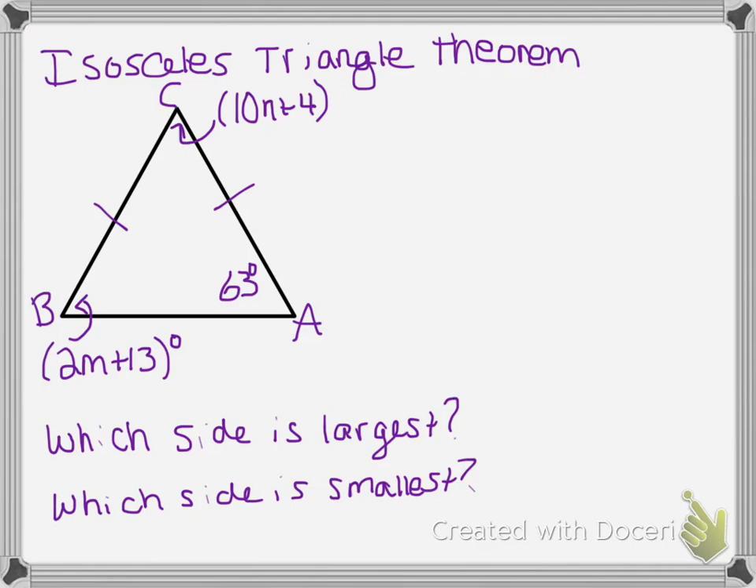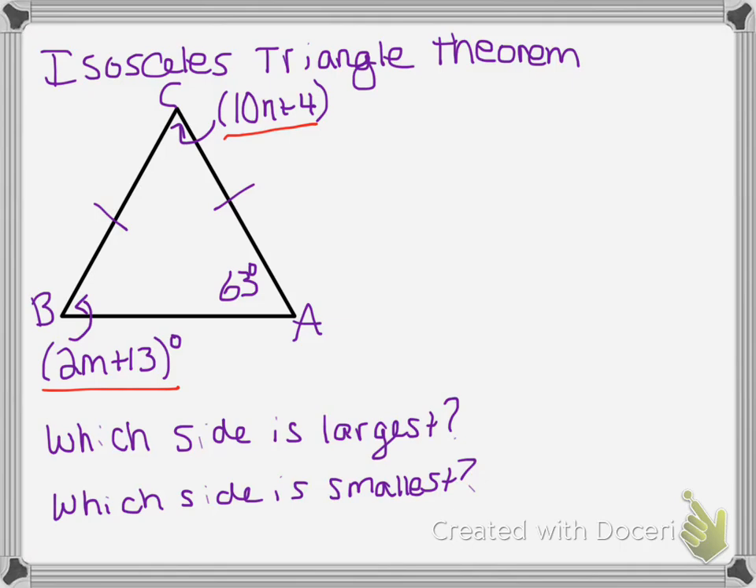We have an isosceles triangle. We're given that one angle is 63 degrees, this one right here. And we have to figure out what B is. All we know is that it's 2m plus 13. And we have to figure out what C is, which is 10n plus 4. Since this is an isosceles triangle, we know that the angles across from the congruent sides are congruent. That means that 2m plus 13 has to be 63. These are the two angles across from the congruent sides.